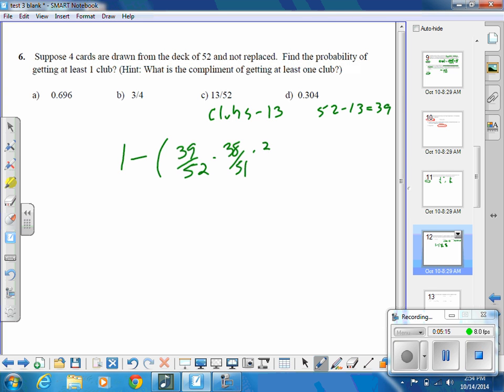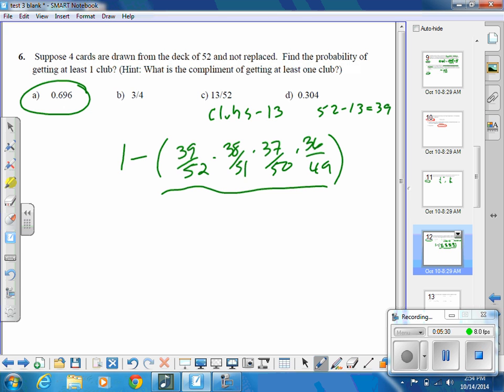Keep going. 37 out of 50. And last but not least for the fourth one, 36 out of 49. Multiply all four of these together. 1 minus that is going to end up giving me 0.696, okay? Because the likelihood of this happening is going to be pretty small, correct? I mean, likelihood of not using a club, sorry. So 1 minus that is going to give me 0.696, which is about 69% that I would draw a club on my first 4 draws.